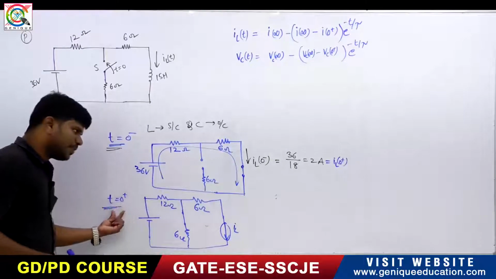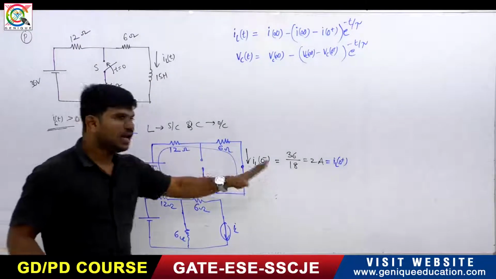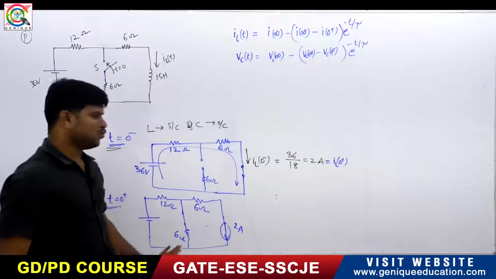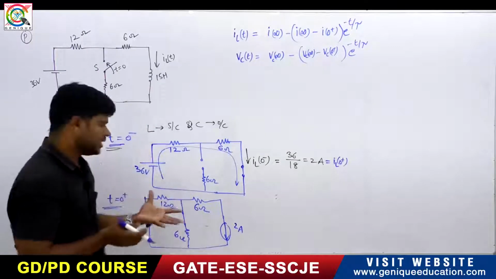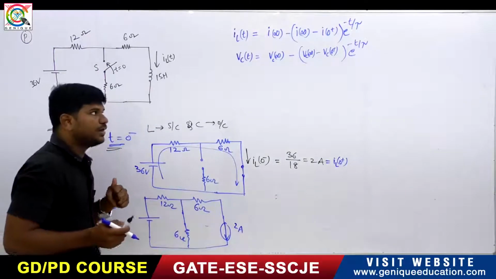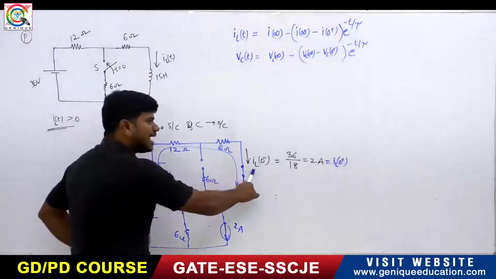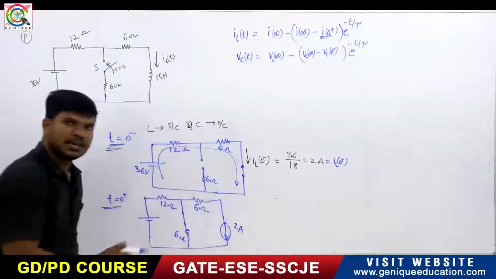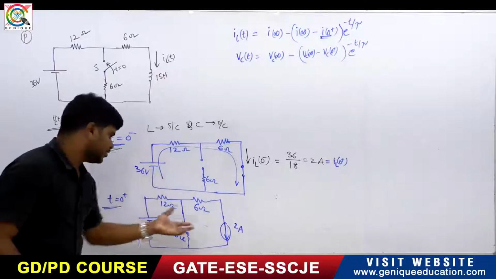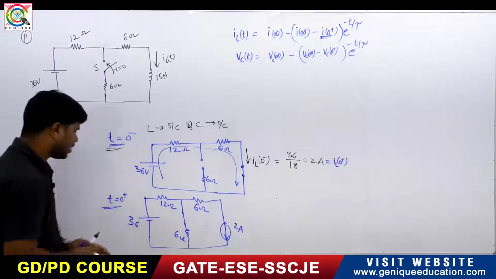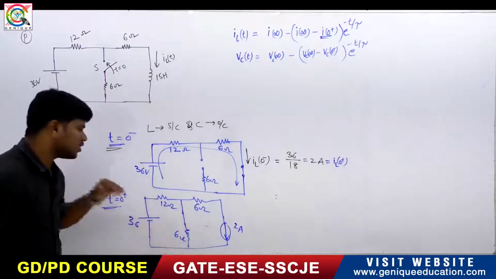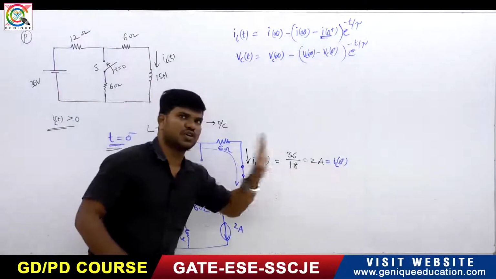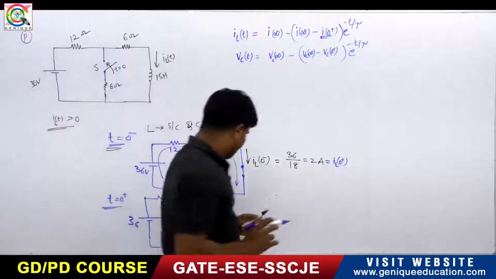Now at t equals 0 plus, the inductor acts as a current source of 2 amperes. But it is not required for us. What we have to find, we already know: IL of 0 minus is equal to IL of 0 plus. Already one thing is calculated, so no need to write this. But I am just recollecting it for you. This is 36 volts, at t equals 0 plus, but it is not required. Just you should know one thing, that IL of 0 minus is equal to IL of 0 plus, right? So this is the point you have to understand.